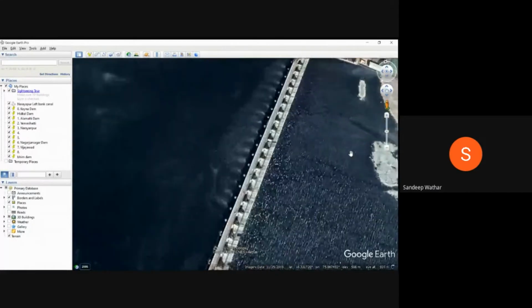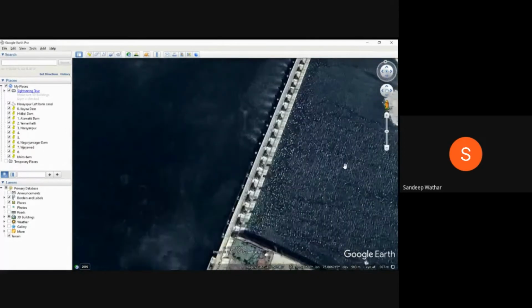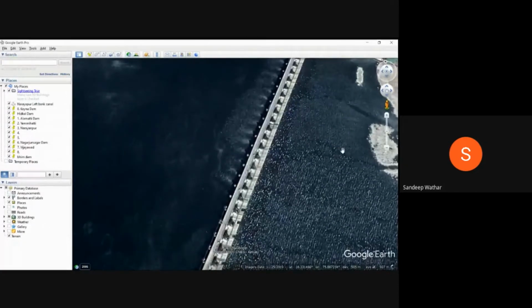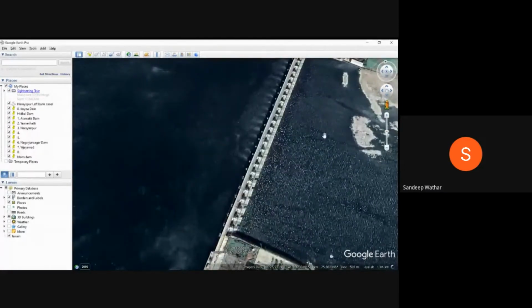If you reach the top of this, you will come across several stations, several points where you can operate the gates also. So in this, what happens is that when you store the maximum amount of water on the upstream side of the dam, whatever the excess water is, it is regulated or disposed of from these openings.